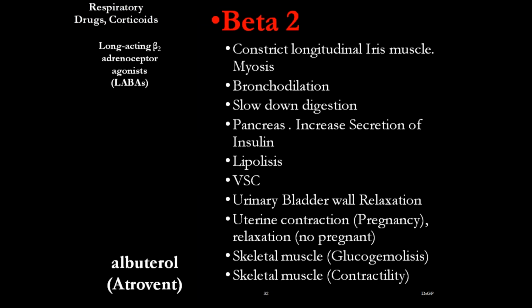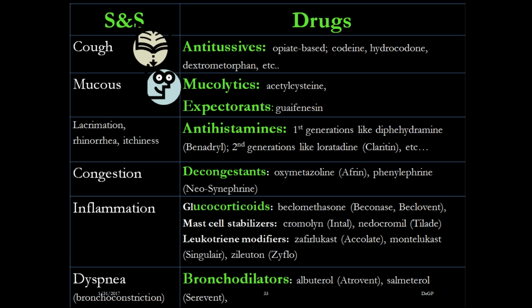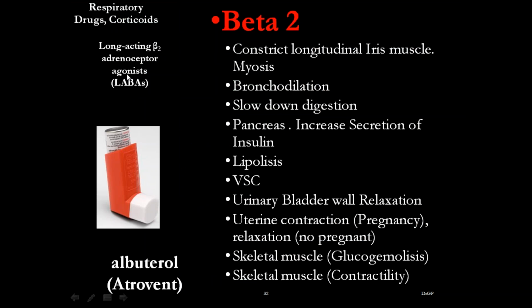We have beta-2, and you can see it's a beta-2 agonist, and the beta-2 agonist that we are going to talk about is albuterol. And we have the long-acting beta-2 agonists, LABAs. Albuterol is short, very fast-acting, and lasts about 8 hours. Meanwhile, LABAs, another group of the beta-2, last about 24 hours. And for this, we have indacaterol.